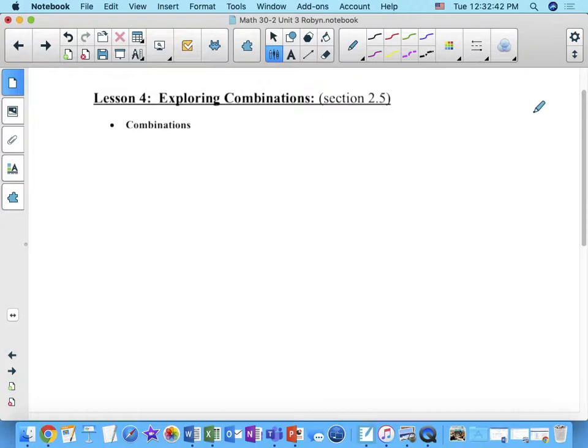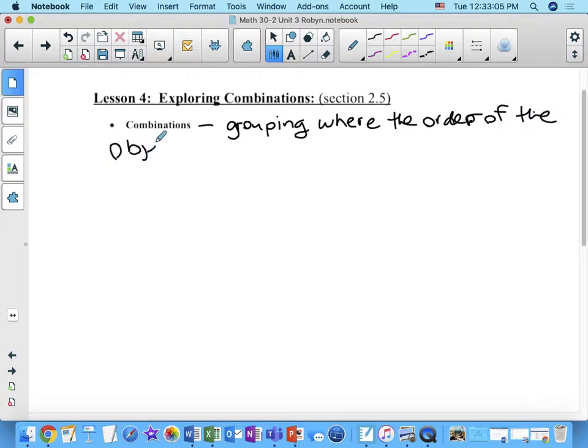A permutation is not really an arrangement, it's a grouping, okay? So a combination is a grouping where the order of the objects in the group doesn't matter.